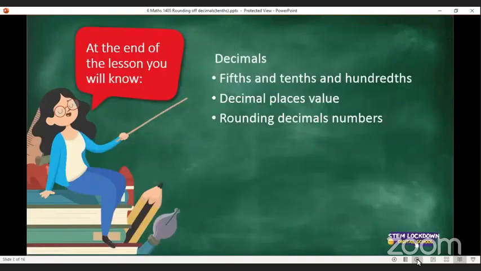All right, so yesterday and the day before we learned about whole numbers division. We learned about the long division method, and yesterday we did the clue word method. Today we're doing something totally different. We're doing decimals. By the end of this lesson, you should be able to do fifths, tenths and hundredths, decimal place values, and be able to round decimal numbers.